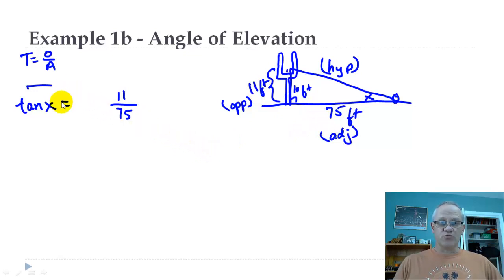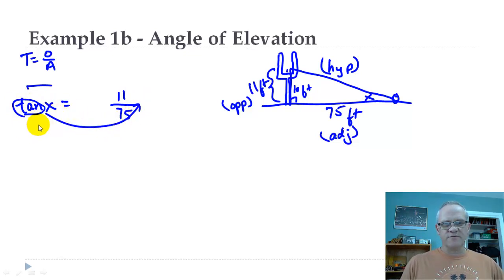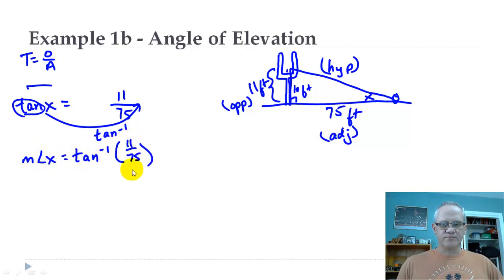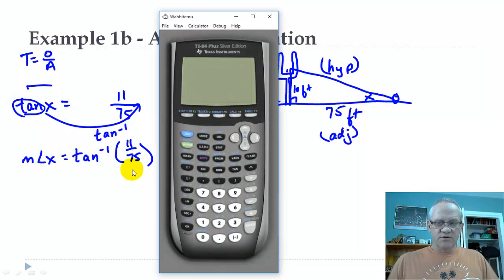Well, now this is a little bit different because we're trying to find the measure of the angle now, right? Okay, so this works a little bit differently. Remember the inverse. We're going to have to deal with the inverse function here. So if we have the tangent of x and we're trying to get x by itself, I want to get this tangent to the other side. And how I do that, remember, is the inverse tangent. So now what I have left is the measure of angle x will equal the inverse tangent of 11 over 75. And that's what I'm going to then type into my calculator.